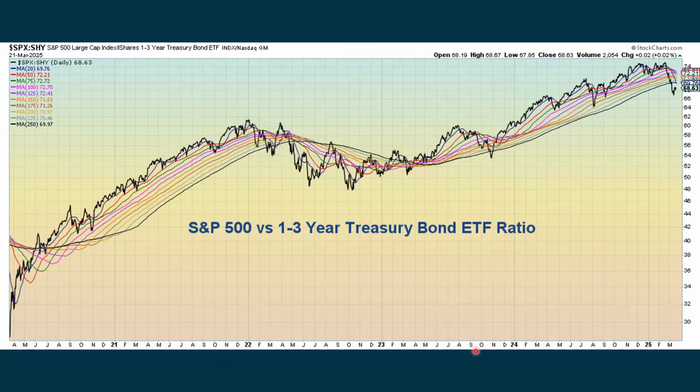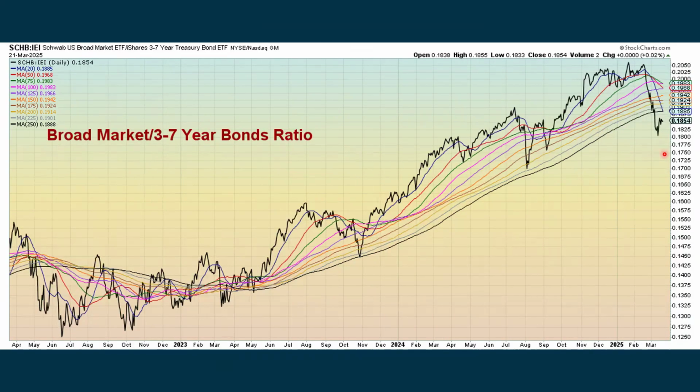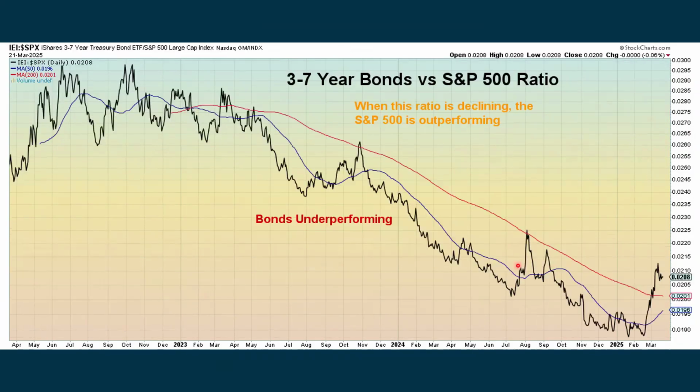Then we do some ratios. The S&P 500 to short-term bonds below the rainbow. And you're going to hear that a lot here. A broad market measure, the S&P 1500 to short-term bonds below the rainbow. Broad market measure, further out bonds below the rainbow. And then this shows how bonds have been underperforming stocks, but not lately.